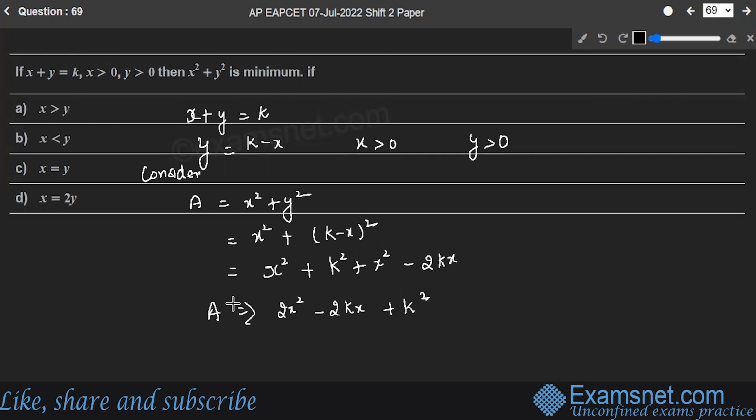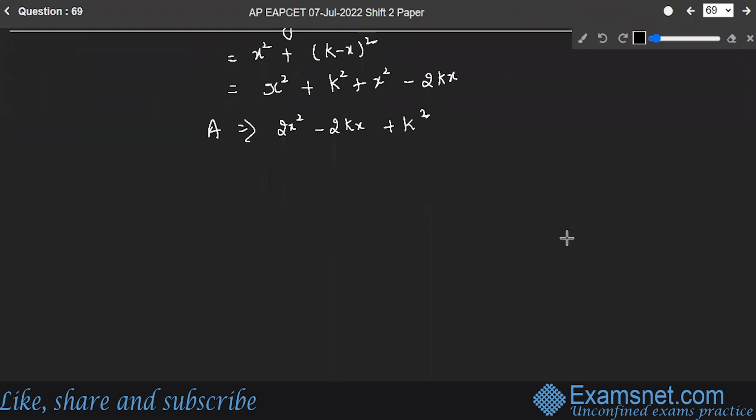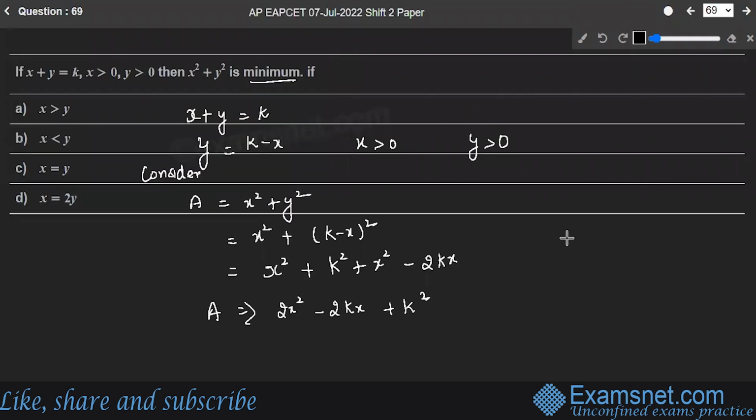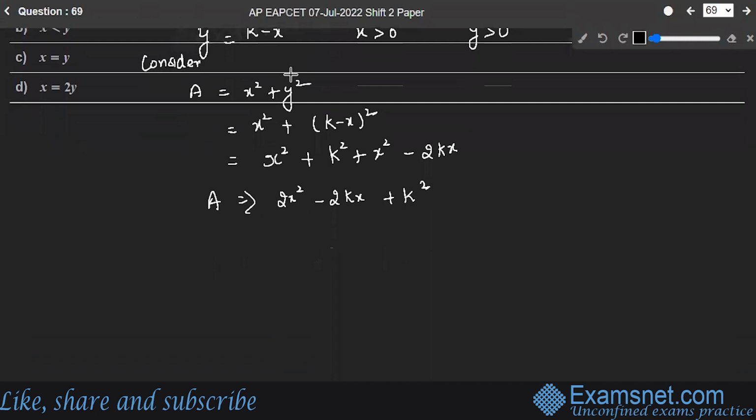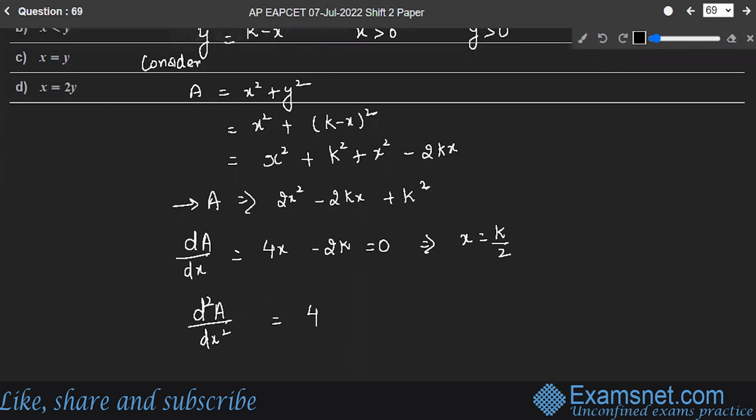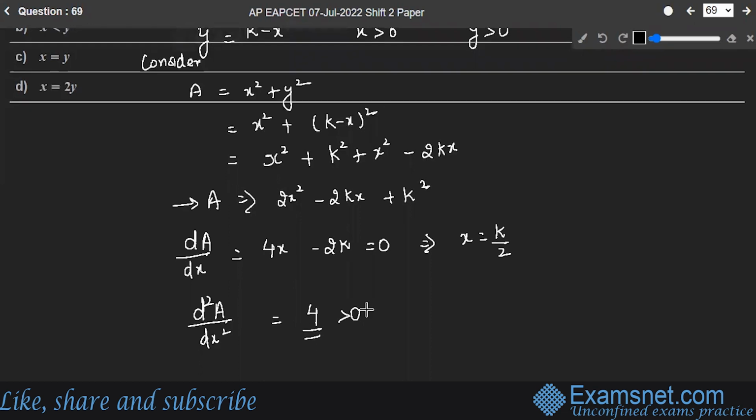This is the A. Now it is said that you require a minimum value. So now in the question, they have told you that this will be minimum if... We have to find out the condition when this A will be minimum. For that, let's find the first derivative of A with respect to x. This will be equal to 4x minus 2k. Right? And for the minimum value, this has to be put equal to 0, which gives you x is equal to k by 2. Now, let's find the second derivative of A with respect to x. This will be equal to 4, which is greater than 0.